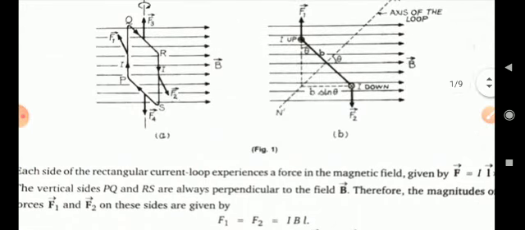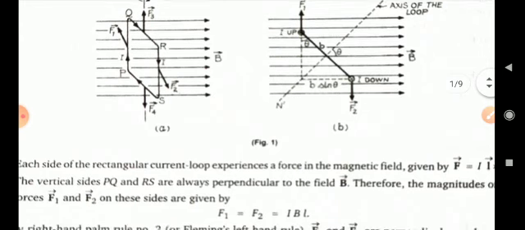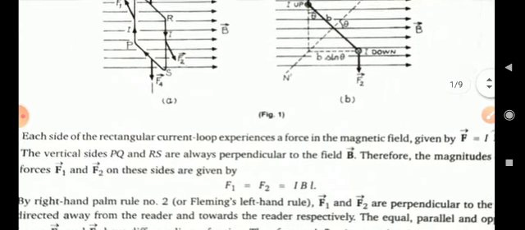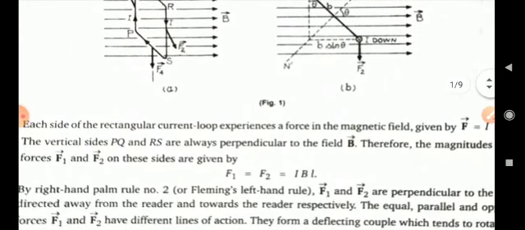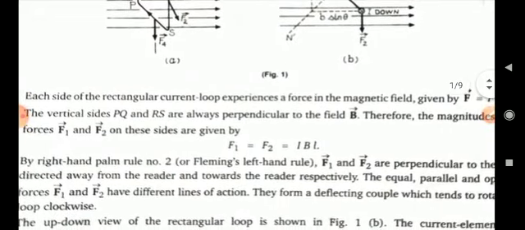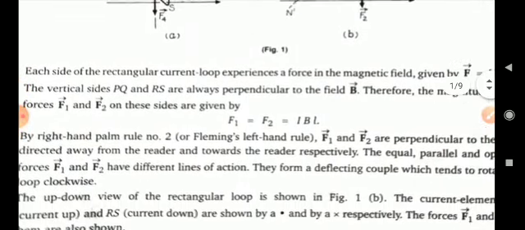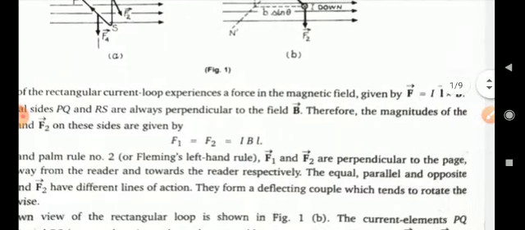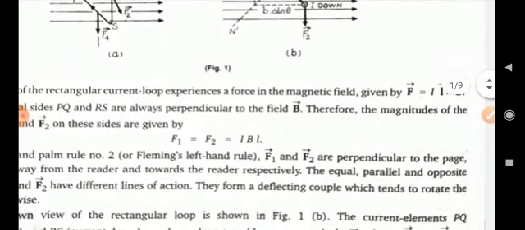Children, we know that according to this formula, F1 and F2 vectors are at 90 degrees by the help of Fleming's left hand and right hand palm rule number 2. Okay children, so we know that the formula F1, F2 equal to IBL sin theta, right? F1 equal to IBL sin theta and F2 equal to IBL sin theta.